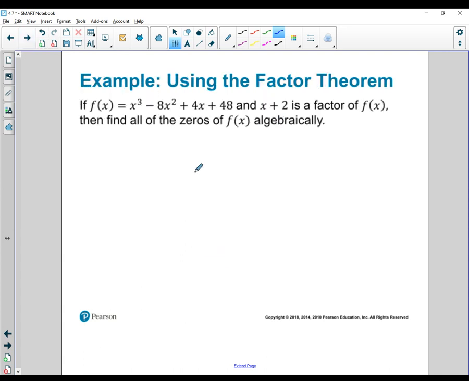So if f of x equals that long thing and x plus 2 is a factor of f of x, then find all the zeros of f of x algebraically. So this is going to need some factoring, but the first thing is we know x plus 2 is a factor. What does that mean? It means x plus 2 times some polynomial equals that whole f of x, right? And so we need to find this q of x.